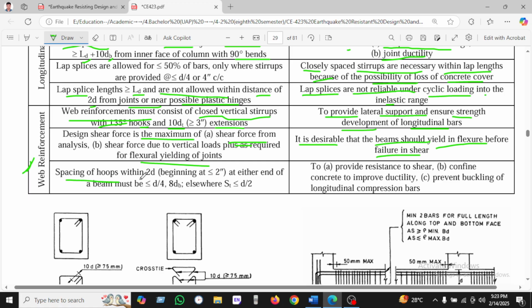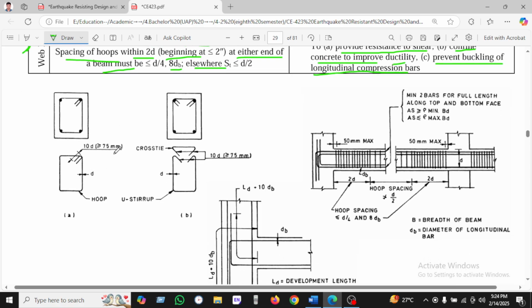The spacing of hoops within 2D beginning at less than 2 inches and at either end of the beam will be d by 4, which is 6 db, or elsewhere will be less than d by 2. The possible explanation is to provide resistance to shear and confine concrete, improve the ductility and prevent the buckling of the longitudinal reinforcement bar. So we have been seeing here that reinforcement is provided.